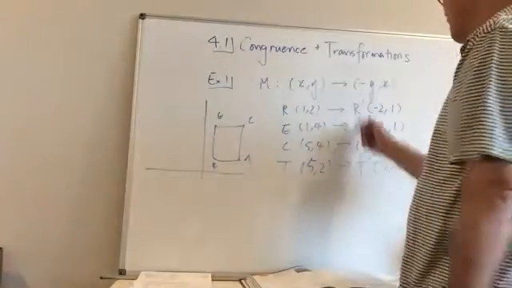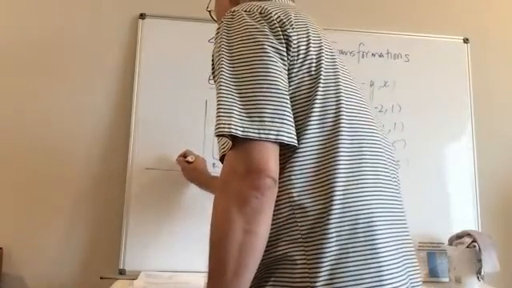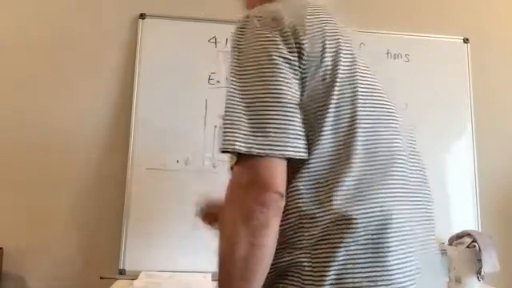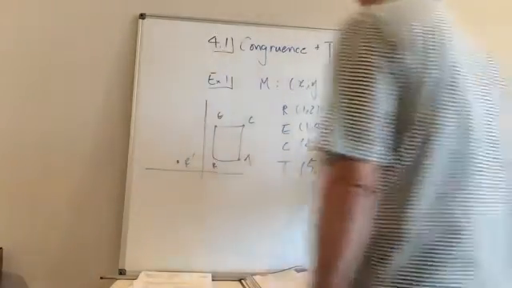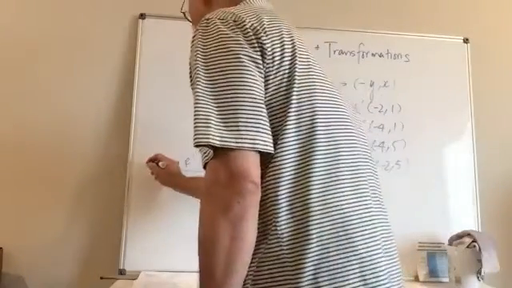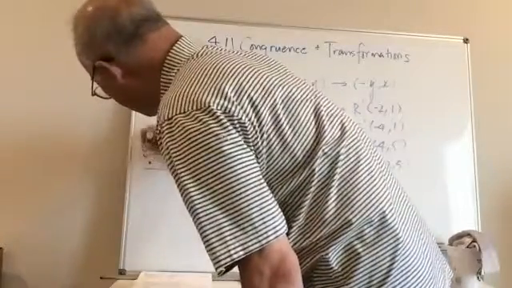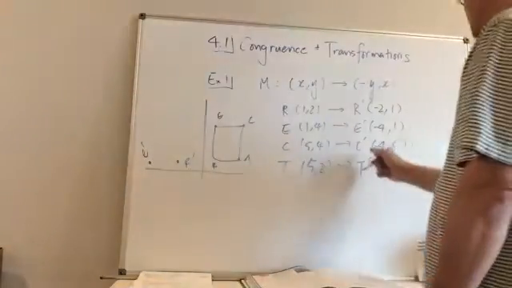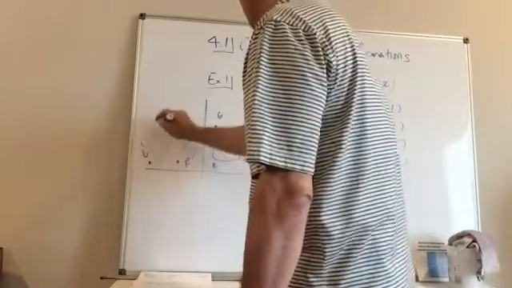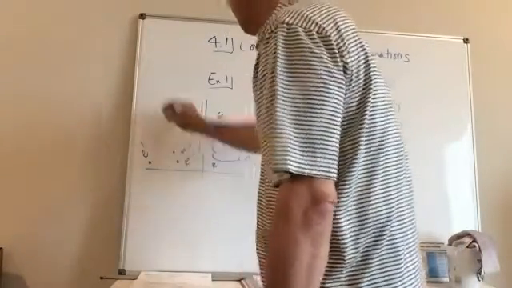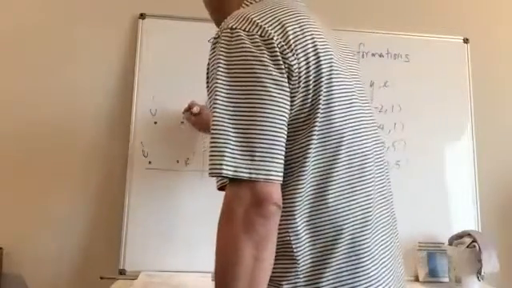Okay. R prime is -2 and 1. This would be R prime. And then we have E prime, which is -4 and 1, so that would be here. That would be E prime. C prime is -4 and 5, so that would be up here. That would be C prime. And then I'm going to have T prime, which is -2 and 5. This would be T prime.